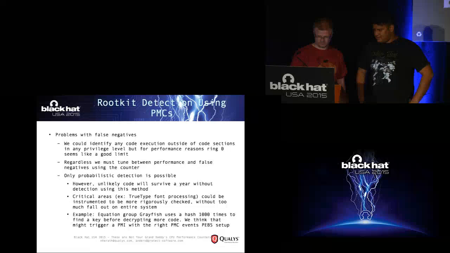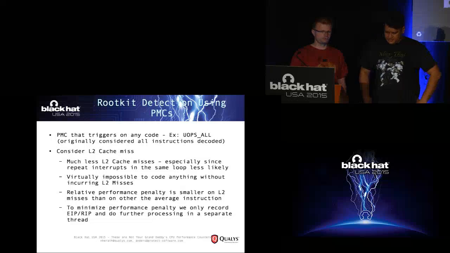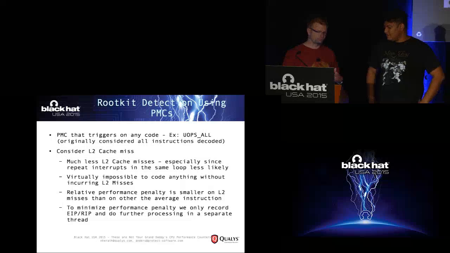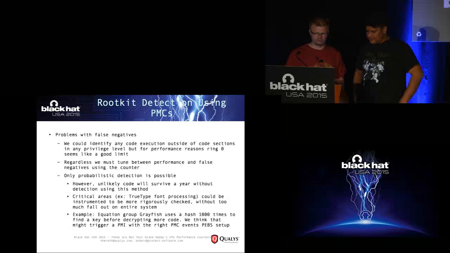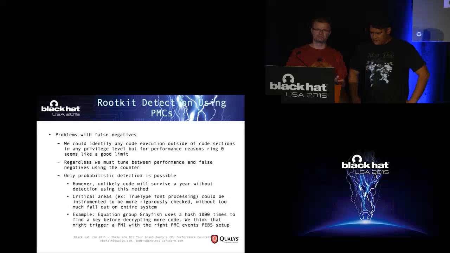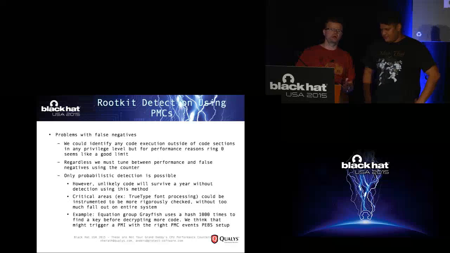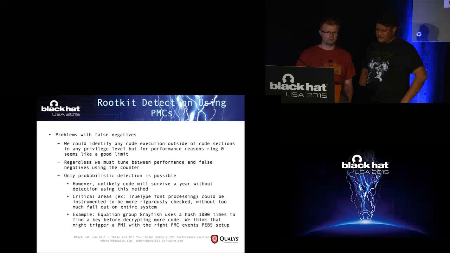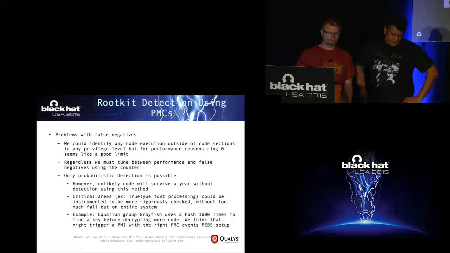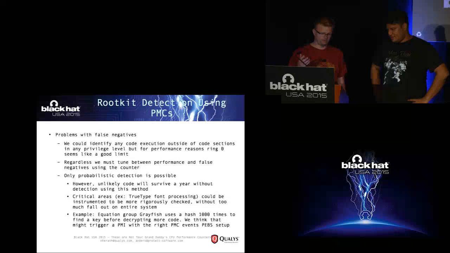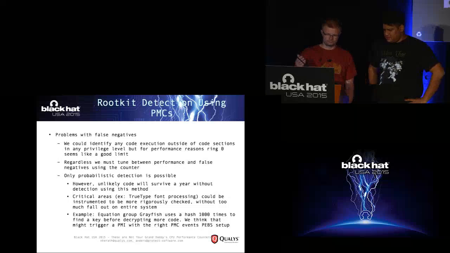The actual processing we have deferred to another thread. So we just record that here was an event and pass it on to another thread and let it do standard testing for malware code. Obviously, we have false negative problems. We could identify any code execution outside of modules in kernel mode and inside of kernel mode as well. The problem is that execution out of modules in user mode is quite common, so we have too many false positives, and it's also a performance problem.